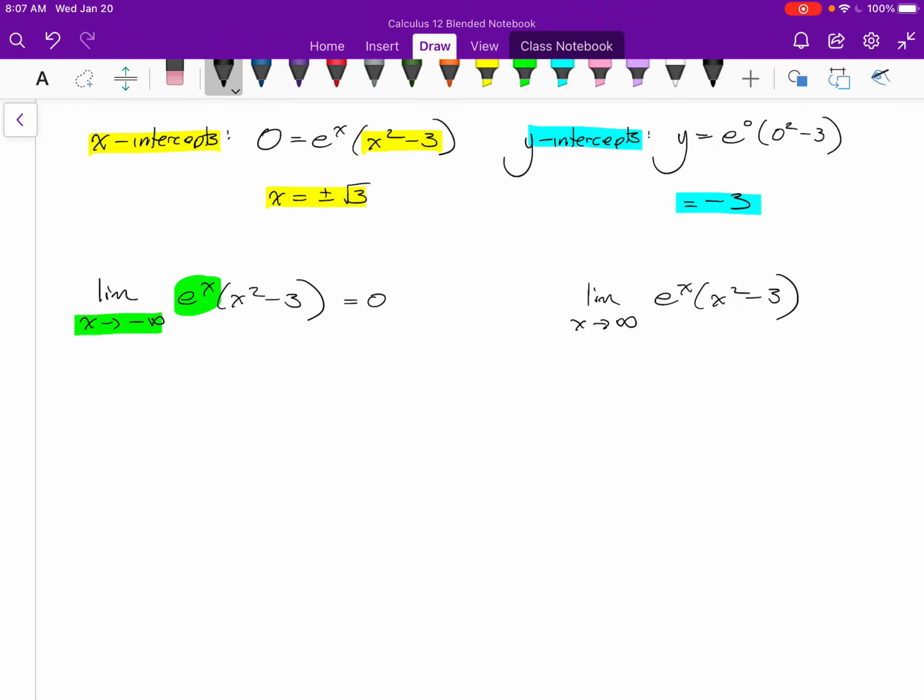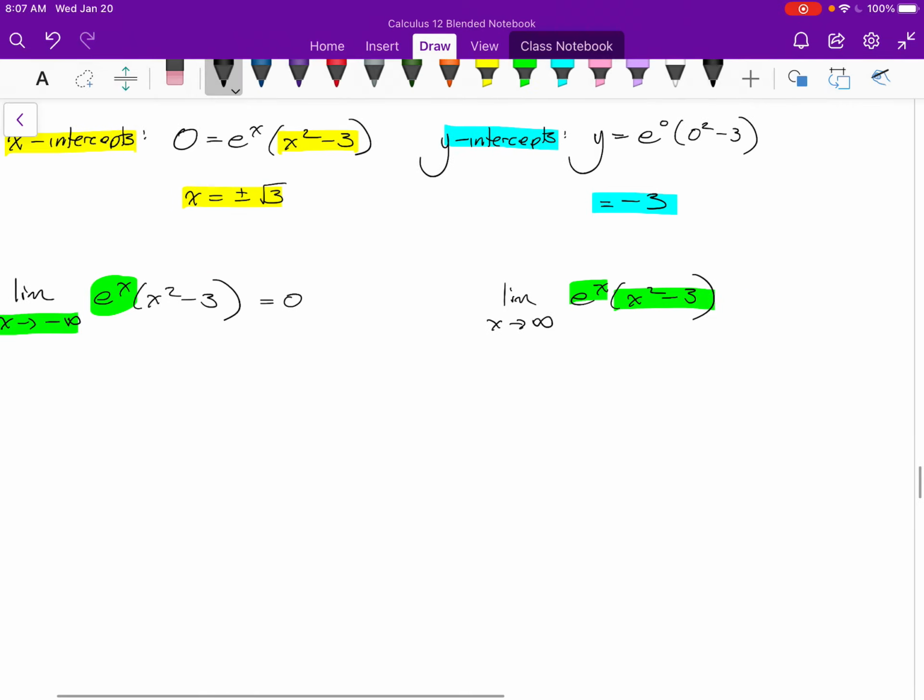As we approach positive infinity, this gets infinitely large, and so does this. Infinitely large numbers multiplied to each other get even more infinitely large. So this is going to approach infinity. So this is all by inspection.